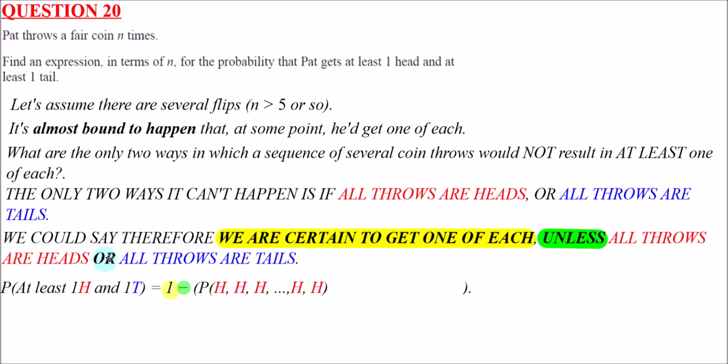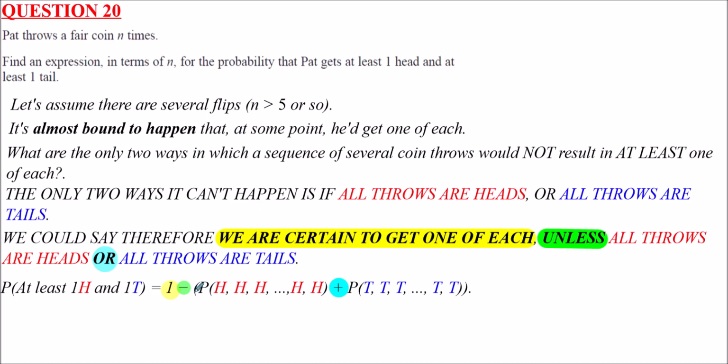Or, now or, for example, what's the chance of rolling a 2 or a 3 on a dice? That's 1/6 plus 1/6. Or works as add. So we need to add in the probability that all throws are tails, which is similar to this bit here, but instead of P(H), P(H), P(H) indefinitely, we're going to have P(T), P(T), P(T) indefinitely. Like so. So, we've actually pretty much got it here.